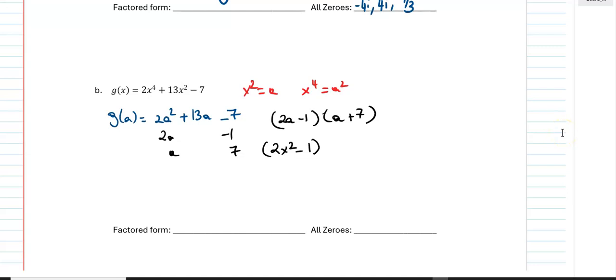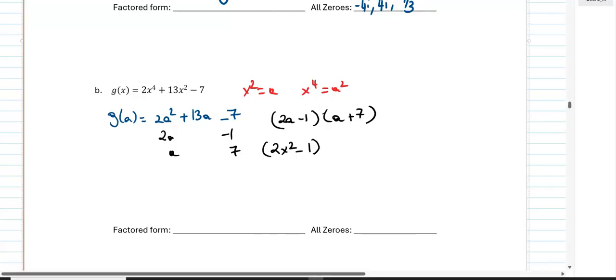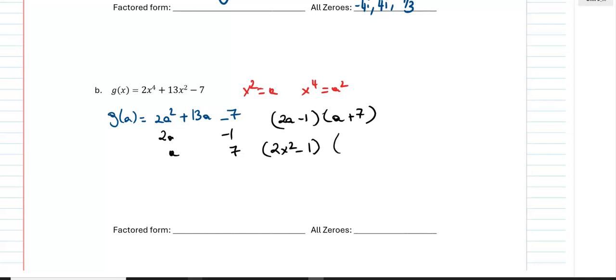Okay, so I will continue where we left off. What we've done, we assigned a dummy variable, a equals x squared, so x to the fourth will be equal to a squared, and then we rewrite the function with the dummy variable: 2a squared plus 13a minus 7. Then I factor this one out, but a was x squared, so I need to replace back the a's with the x squares. So that will be x squared plus 7.